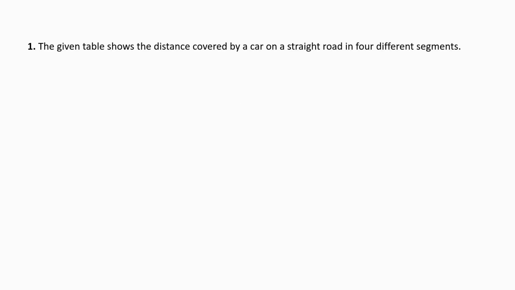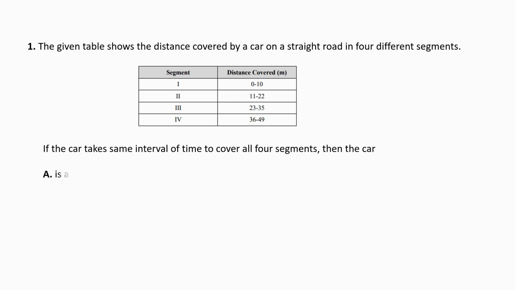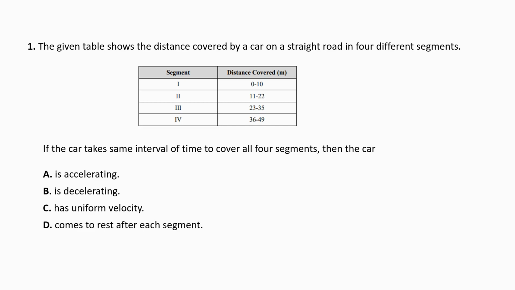First, have a look at the question. It says that the given table shows the distance covered by a car on a straight road in 4 different segments. So this is the question, and then they have provided us a table where segment and distance are present, and in the next part they are asking: if the car takes the same interval of time to cover all 4 segments, then the car, and they provide the options: is accelerating, is decelerating, has uniform velocity, and comes to rest after each segment.